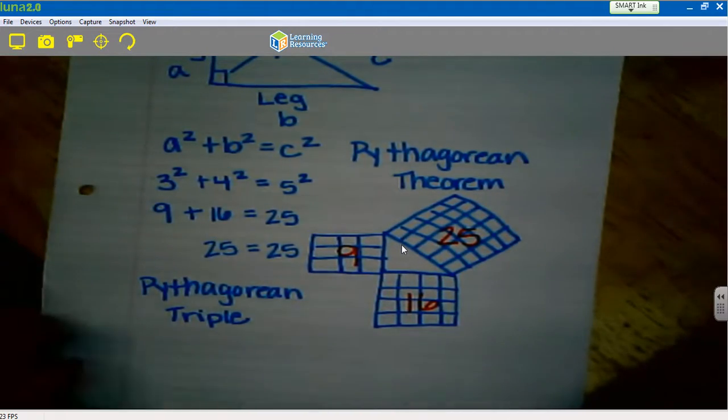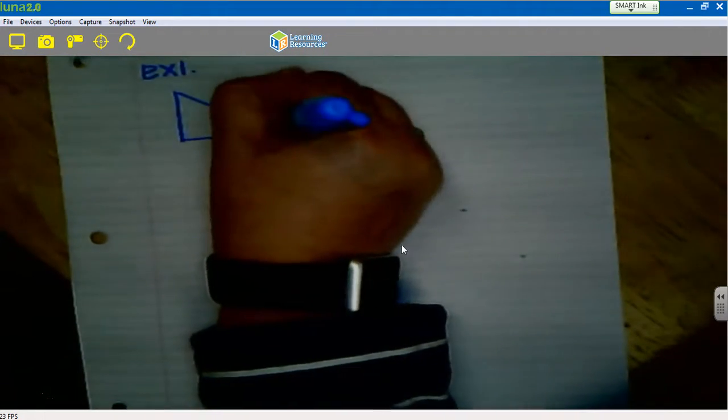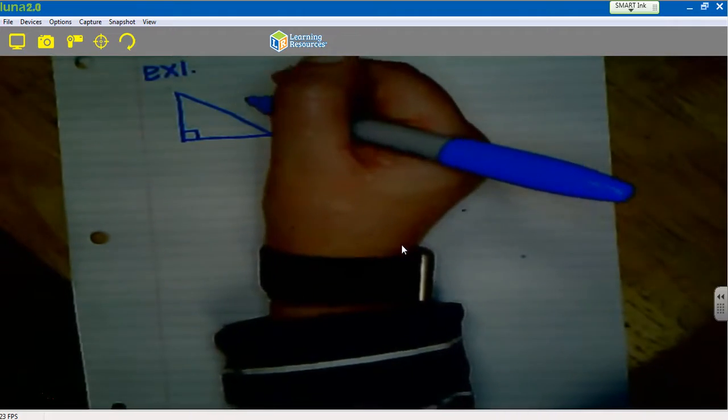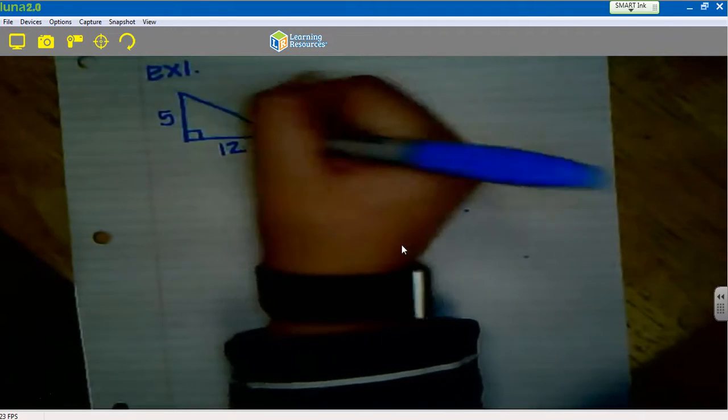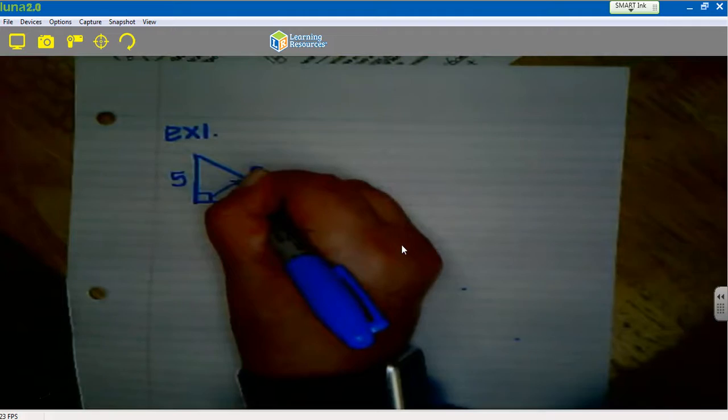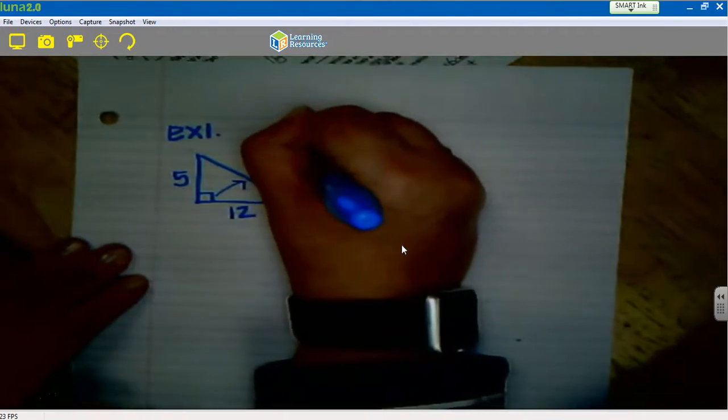Okay, so let's go ahead and look at the next tab, solving for C. So example 1. We have our right triangle. We have a vertical side of 5, a horizontal side of 12, and we have a diagonal of C. First thing we want to do is we want to identify that hypotenuse. And the hypotenuse is always across from the right angle. So this is our hypotenuse.